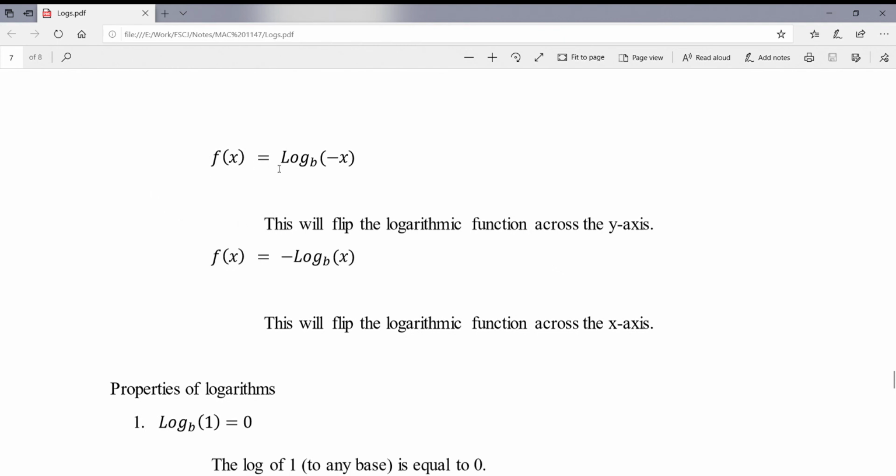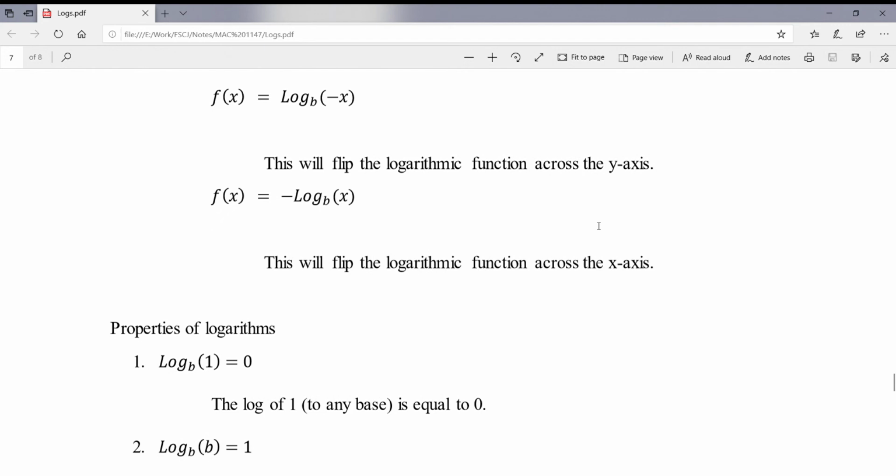f of x is equal to log base b of negative x. So the negative is inside of my logarithm. This will flip the logarithmic function across the y-axis. f of x is equal to the negative of log base b of x, so the negative is outside the logarithm. This will flip the logarithmic function across the x-axis.